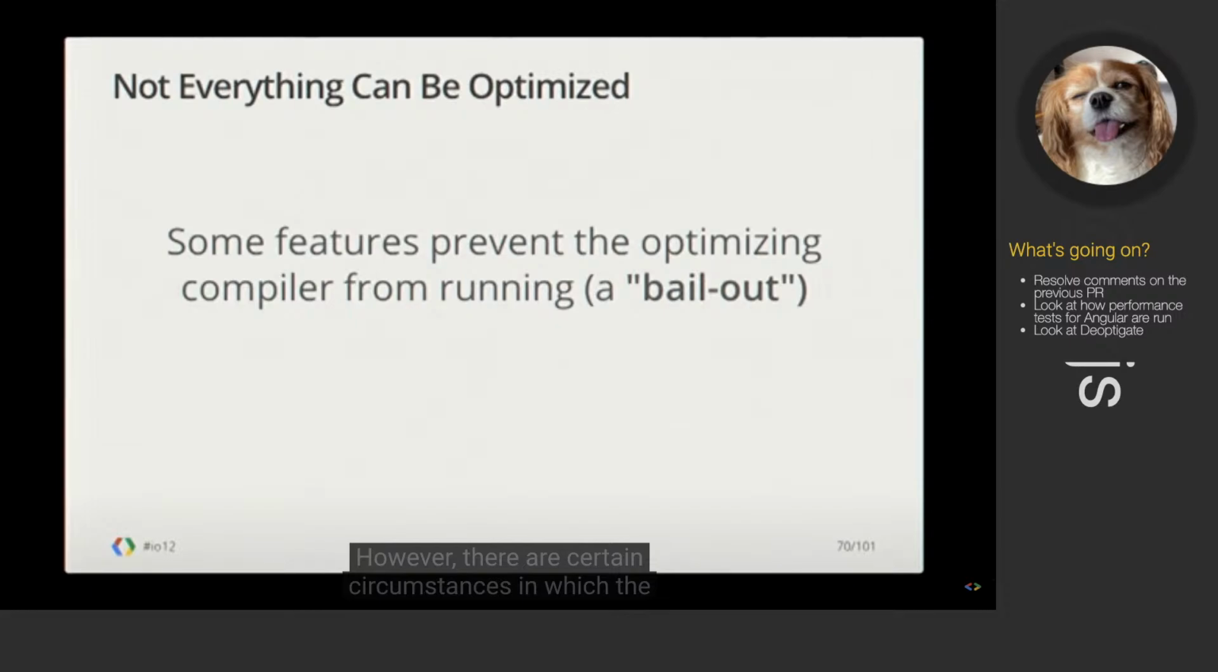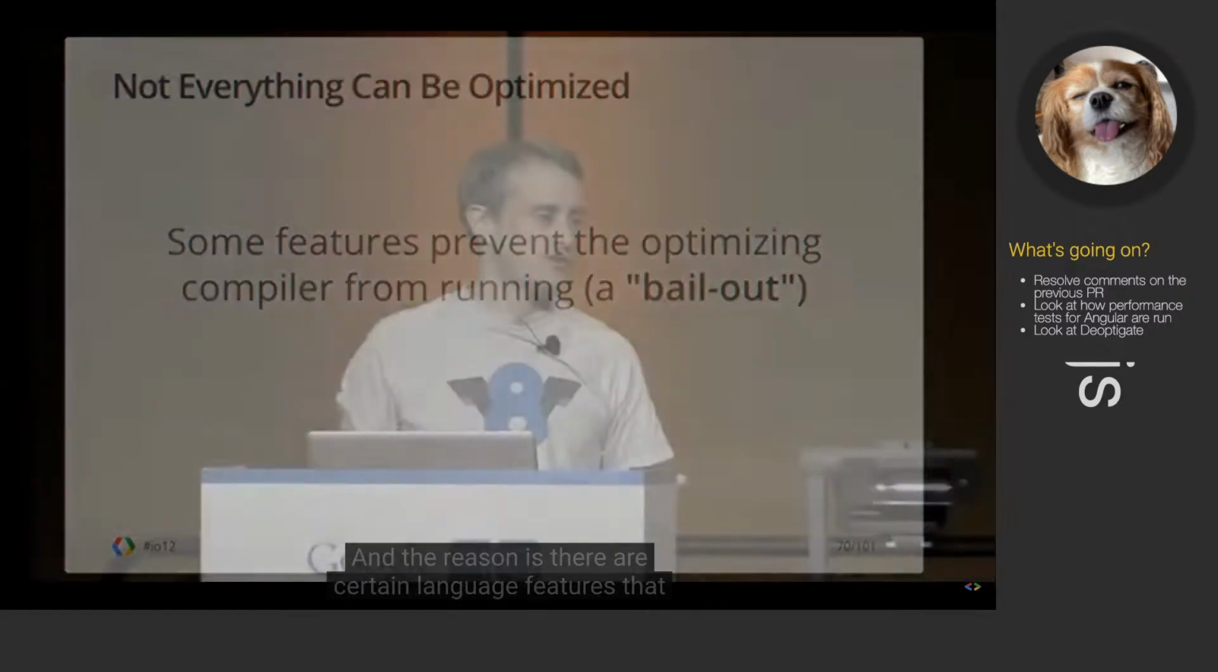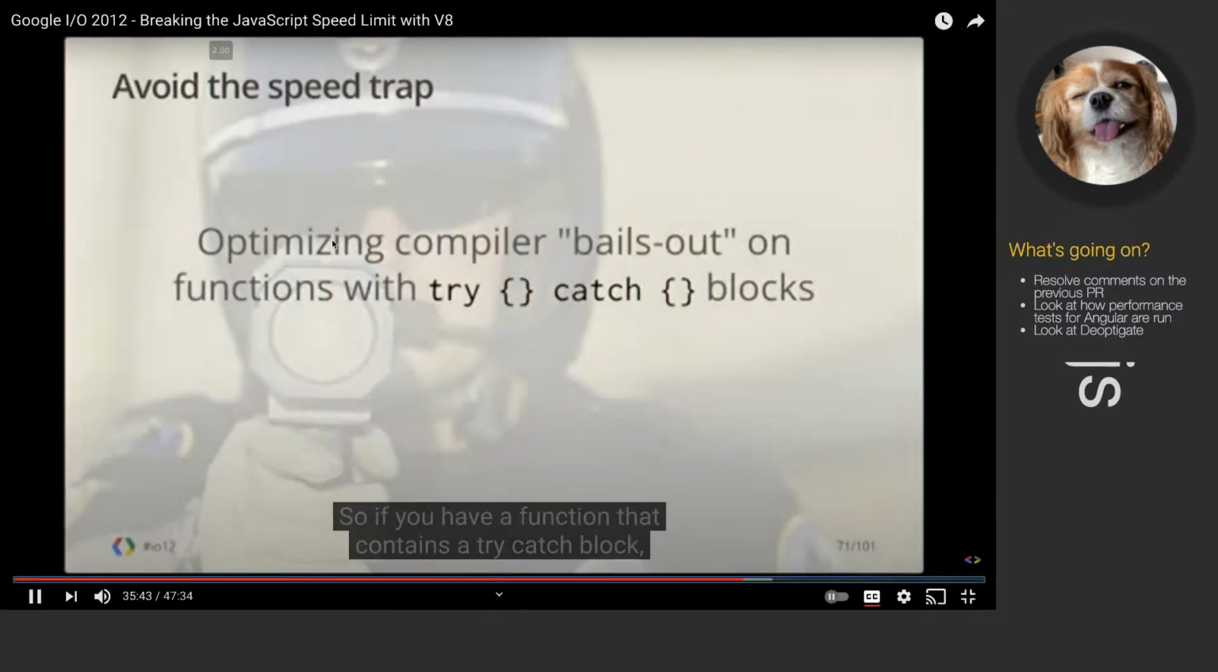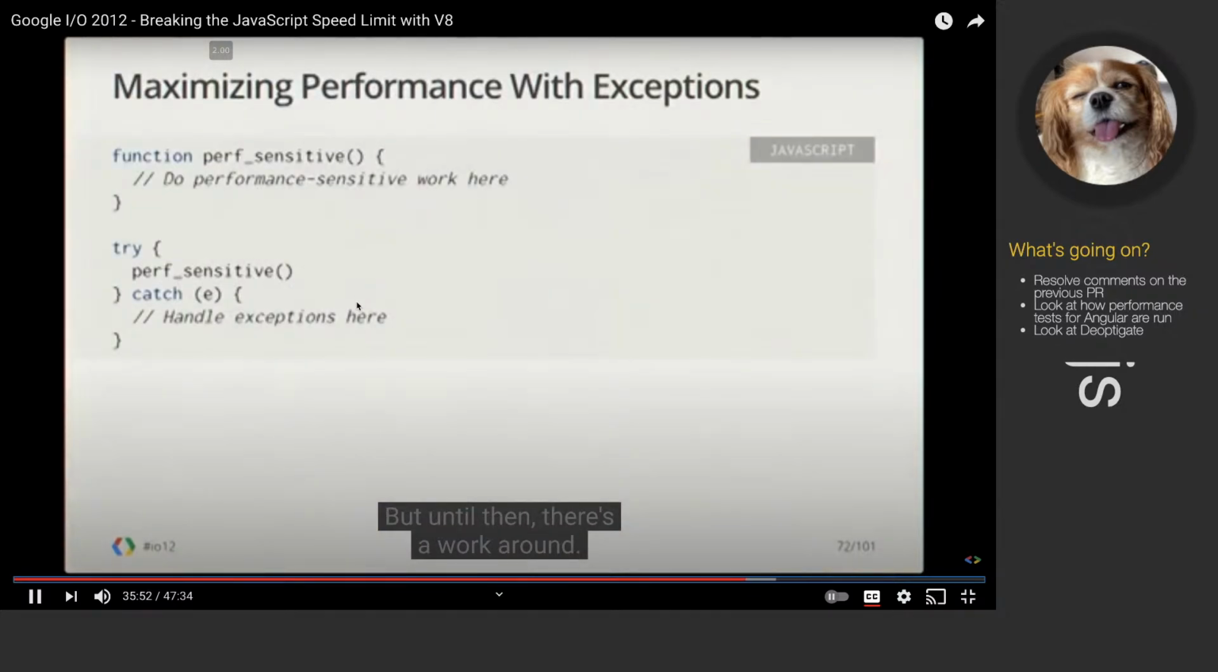However, there are certain circumstances in which the optimizing compiler can't optimize a function. This is called bailing out. That's what we call it, bailing out. And the reason is there are certain language features that are just not supported yet by the optimizing compiler. The most obvious example is try catch. So if you have a function that contains a try catch block, the optimizing compiler right now can't optimize that. We hope to change that in the future. But until then, there's a workaround.